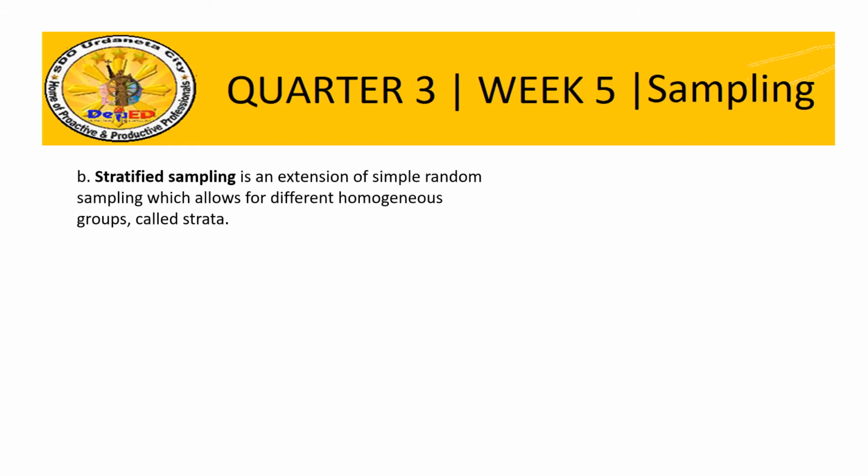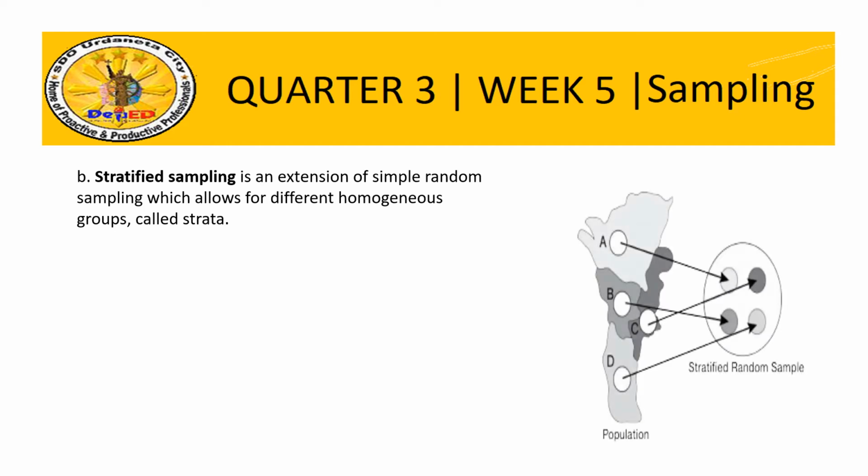And next, we have stratified sampling. It is an extension of simple random sampling which allows for different homogeneous groups called strata. Here, to obtain a stratified sample, the population is divided into two or more strata based on common characteristics. If so, common characteristics are the similarities for each group in a certain stratum. And simple random sampling is used to select from each stratum with sample sizes proportional to the strata sizes.